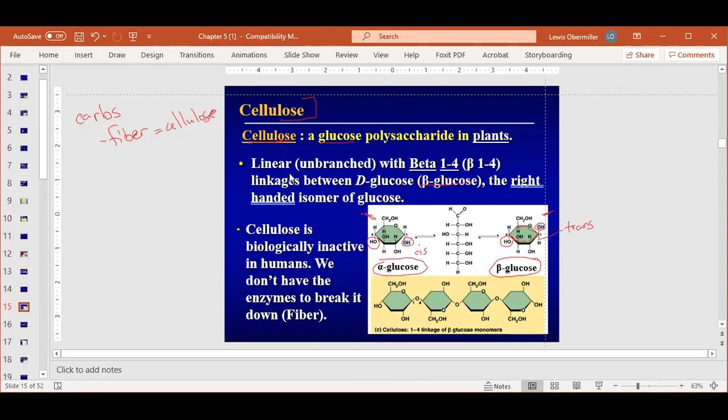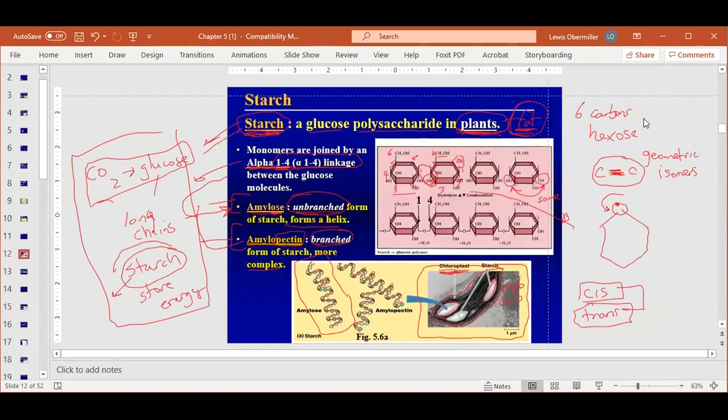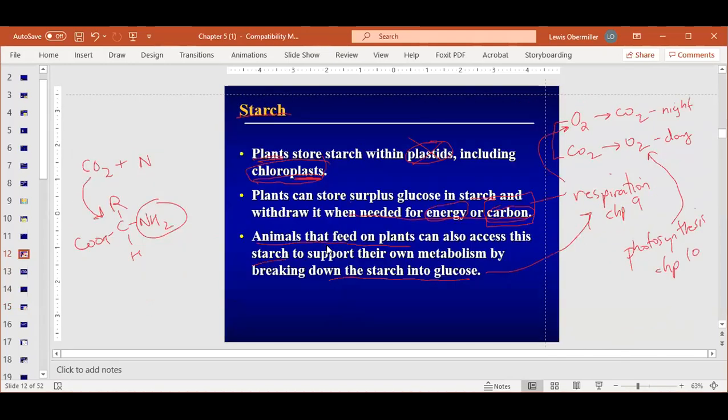They're both linear, so they're unbranched. But when we link beta glucoses together, they sort of look flat. Remember when we linked alpha glucoses together, what was the shape? Now let's go back. So these are alpha glucoses linked together. What's the shape here? A helix? Right.